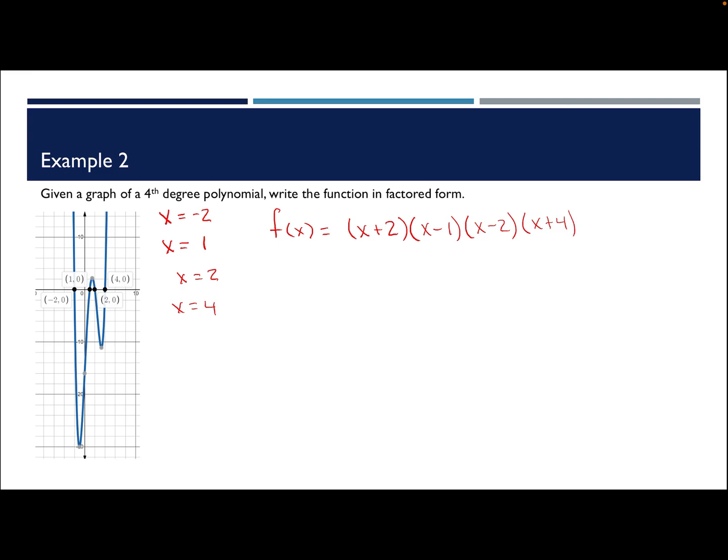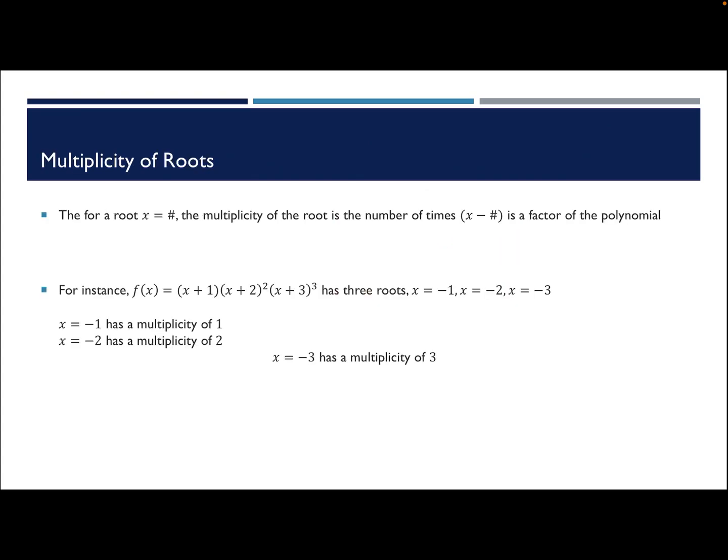So that's it. Given the zeros, we can write the polynomial. Now, there is going to be later on, we don't know if there's some value in the front that's affecting that. We're going to see that when we start writing specific versions of polynomials. So next we have the multiplicity of a root.